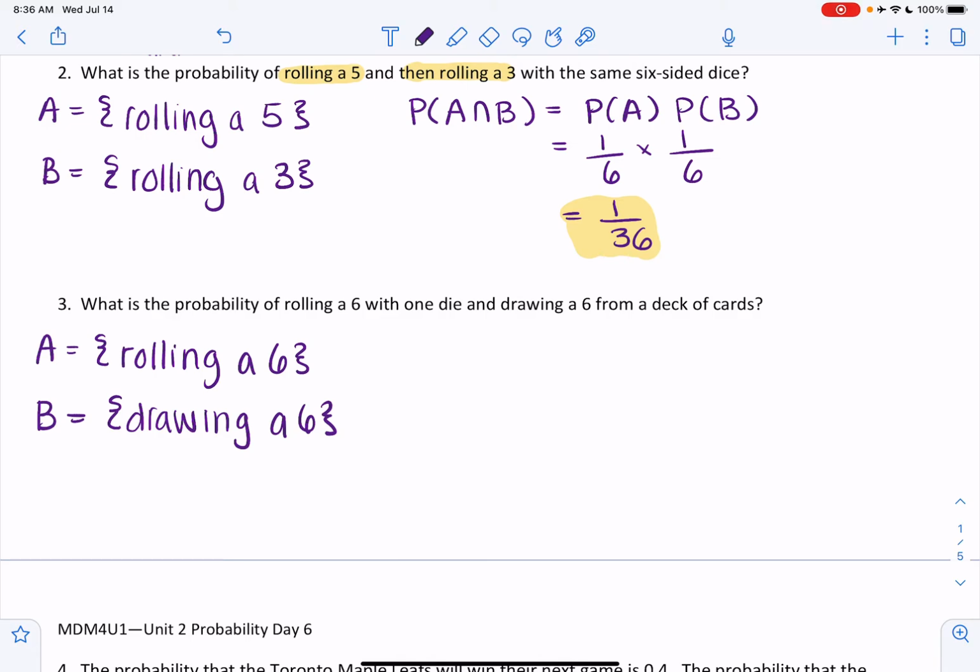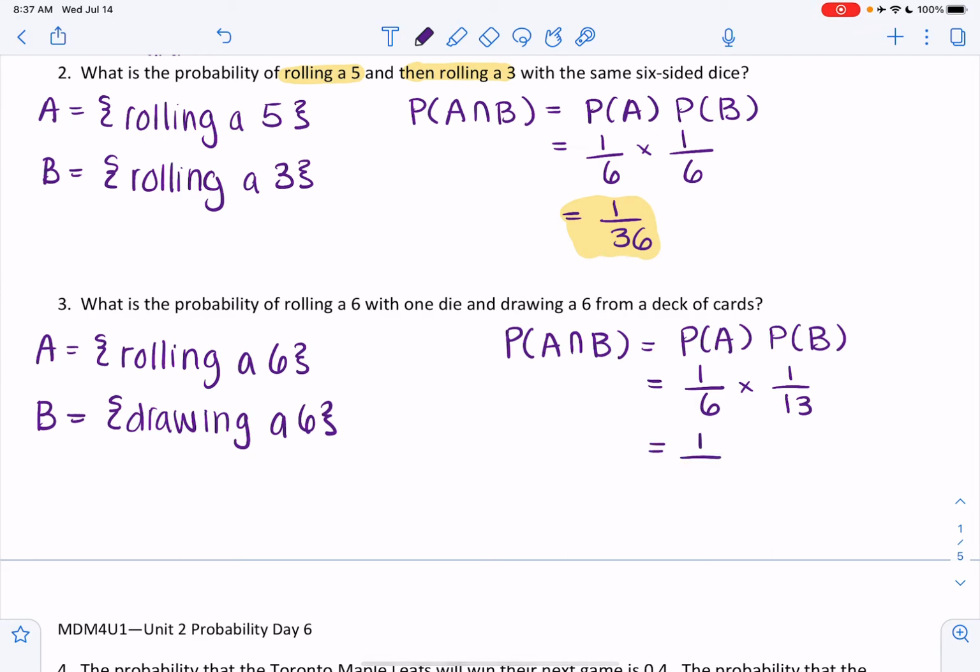Because they are independent, my probability of them both happening is my probability of the first one happening multiplied by my probability of the second one happening. So my probability of rolling a 6, there's 1 6 out of 6 total outcomes. And then my probability of drawing a 6. A 6 is 1 out of the 13 kinds in a deck. So then I can multiply that and I will get 1/78.